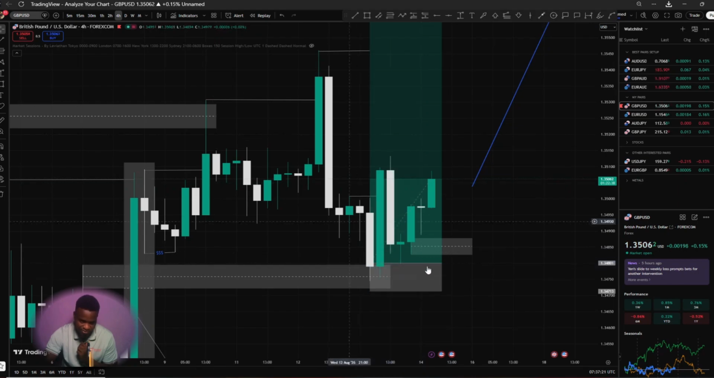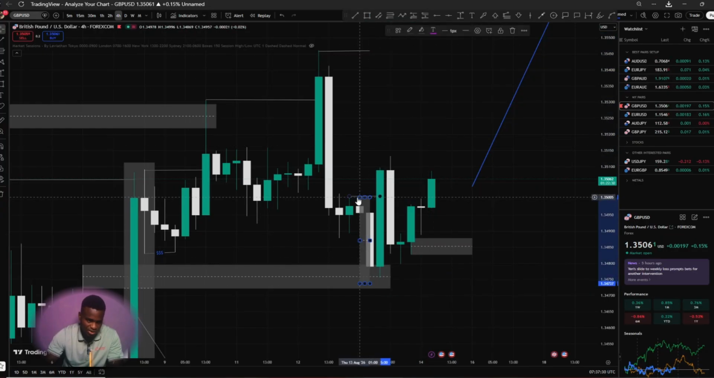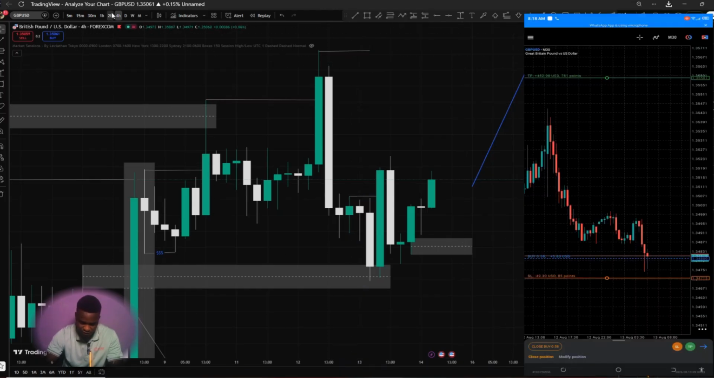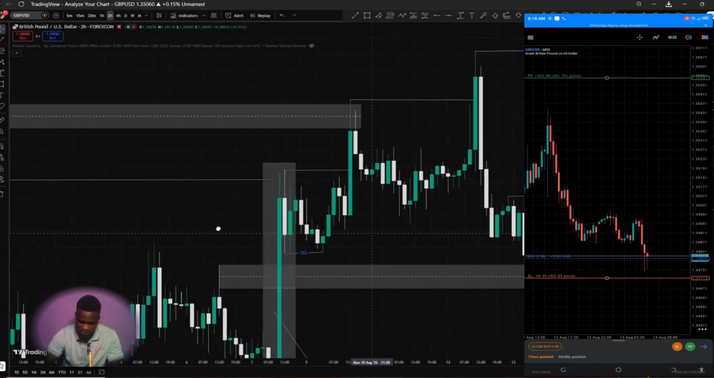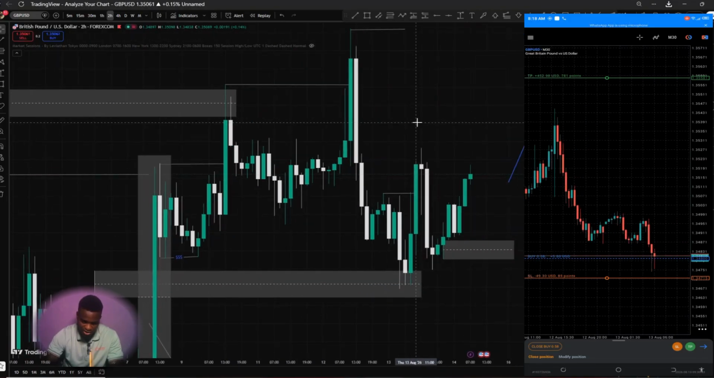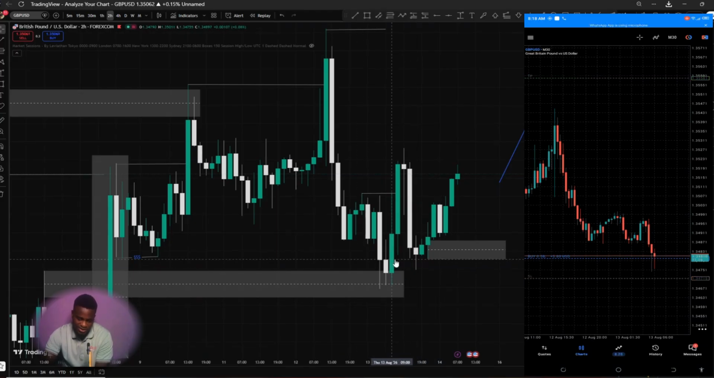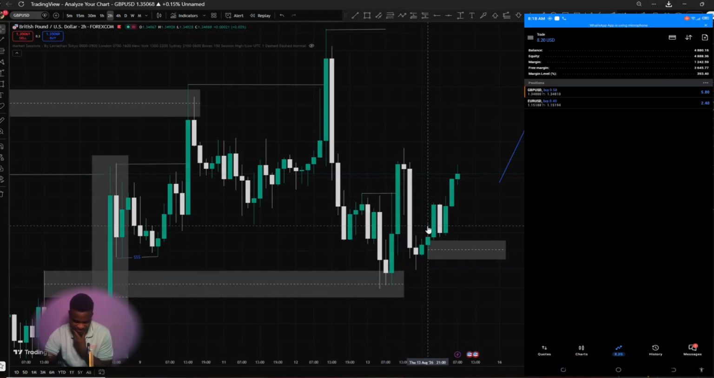This candle here, I think I should delete this out. Sorry, right at this point here, right? The market came down and triggered me in. I'll check if I screenshotted that when I entered the market. Now, this is what happened to me.